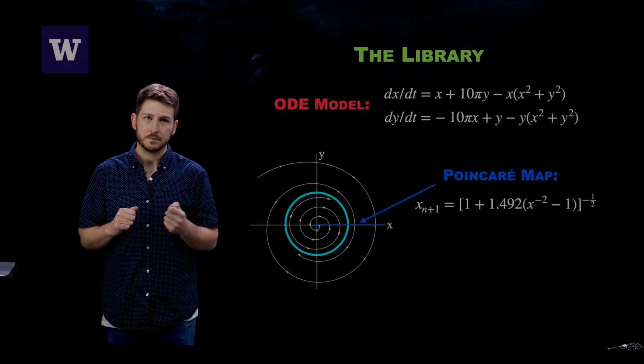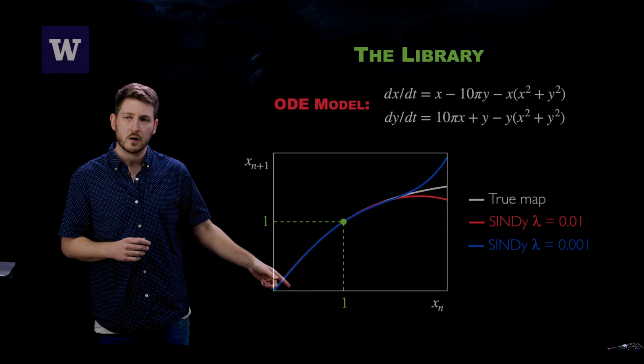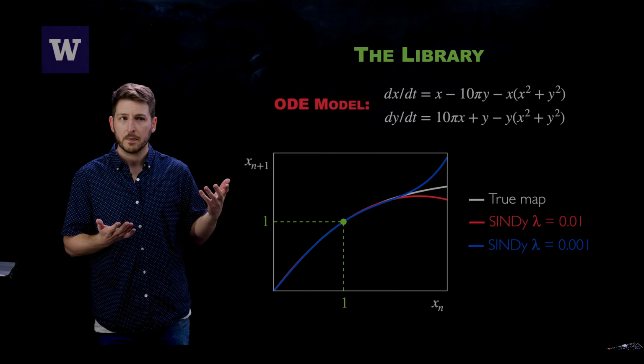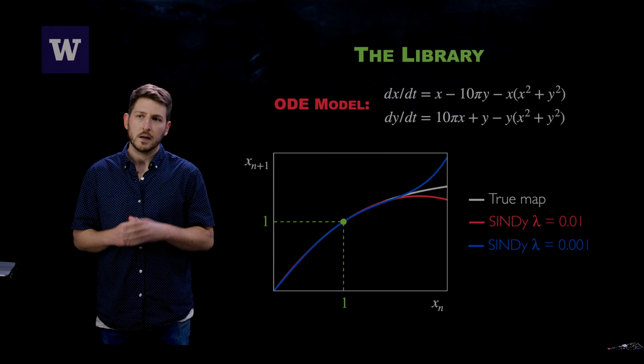And the results are plotted on the image to my right here, where you can see that I am plotting the current iterate along the horizontal axis and the next iterate along the vertical axis, so the Poincare map. In white underneath is the true mapping I showed you on the previous slide. And in blue and red are two different SINDy mappings for different sparsity parameters. Now, what I want you to notice is that this didn't build a Taylor expansion. It is not a completely local mapping.